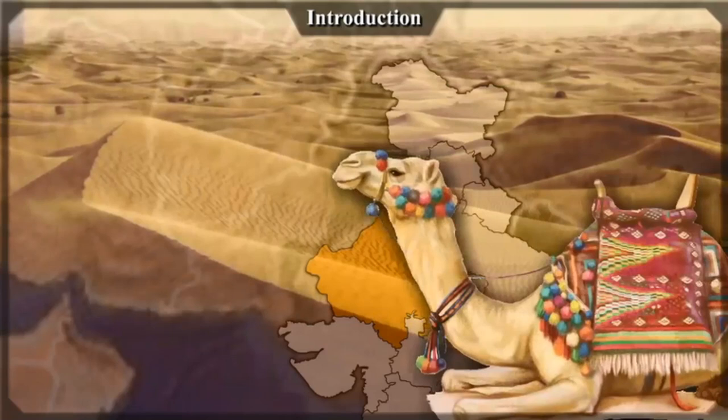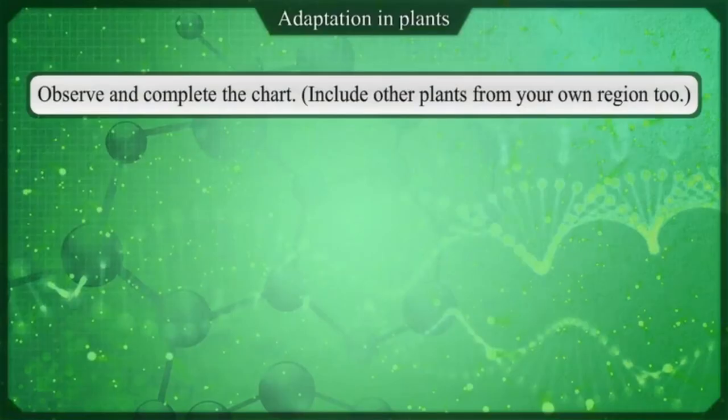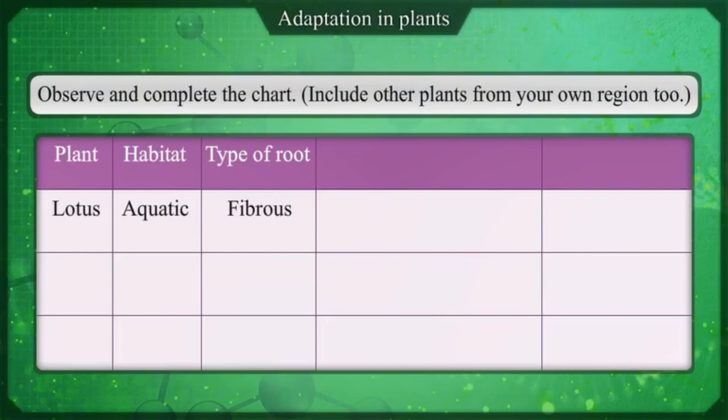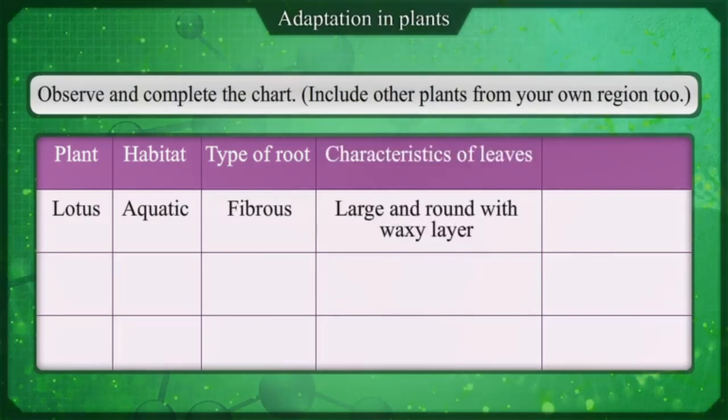Adaptation in plants. Observe and complete the chart. Include other plants from your region too. Plant, lotus. Habitat, aquatic. Type of root, fibrous. Characteristics of leaves, large and round with waxy layer. Characteristics of stem, hollow and flexible.